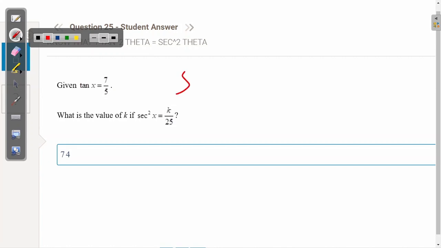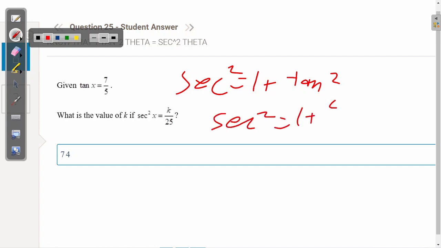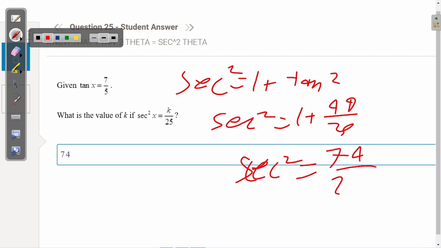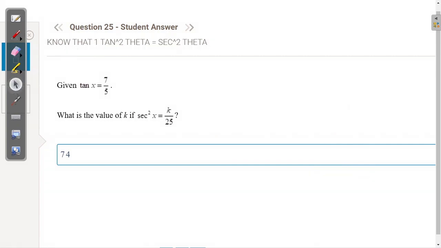Okay, this one, secant squared equals 1 plus tan squared. So tan squared is what? 7 over 5 squared is 49 over 25. So secant squared equals 1 plus 49 over 25. 1 is 25 over 25, so 25 plus 49. Secant squared equals 74 over 25. That's the answer, 74.